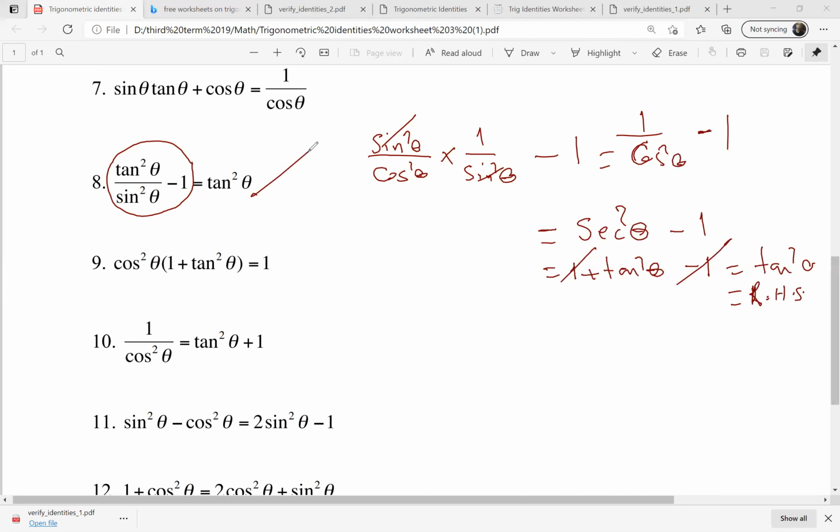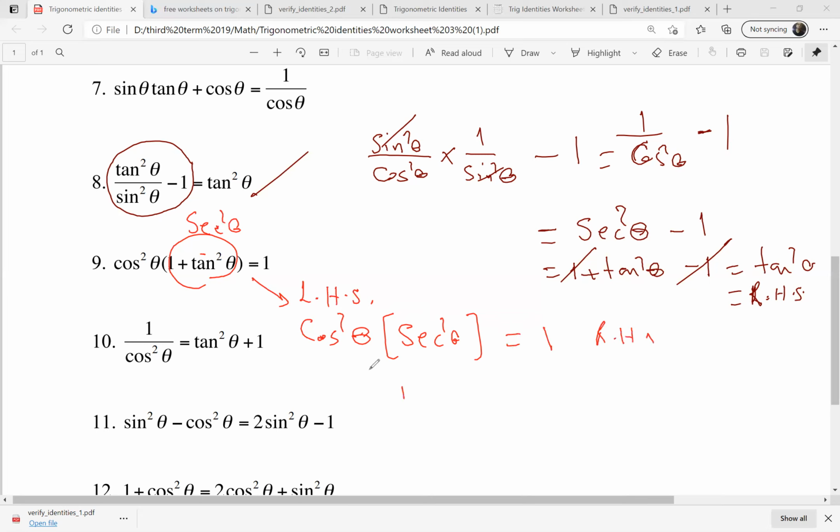The other one, number 9, you can solve it easily also. You can derive all these rules in the examples to reach the other side. Number 9, left hand side: cosine power of 2 theta times 1 plus tan squared, which is sec squared theta. So it will be times sec squared theta. These are reciprocals. If you multiply cosine times sec, it will be 1, which is the right hand side.